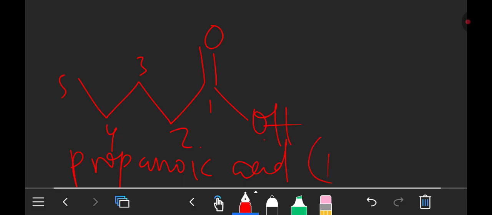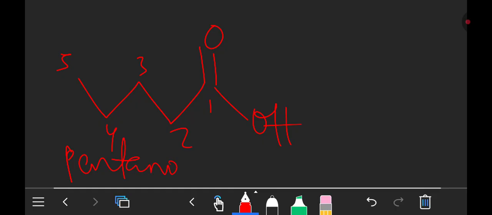The common name for this, not propanoic, sorry. It has 5, right? It has 5 carbons. So this is pentanoic acid. The common name for pentanoic acid is also known as valeric acid.